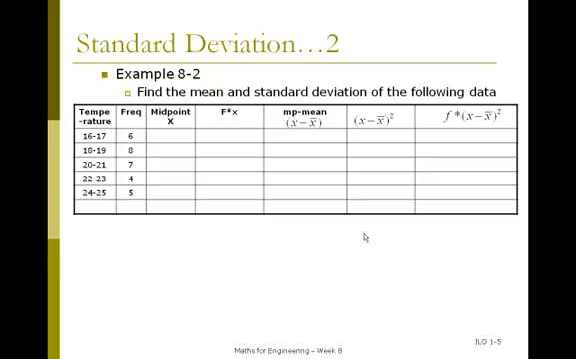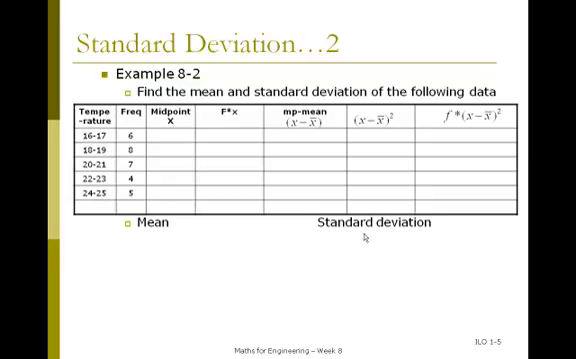So we have temperature ranges between 16 and 17, 18 and 19, 20 and 21, 22 and 23, and 24 and 25. And the frequencies for those are 6, 8, 7, 4, and 5. So within this question, I want you to calculate the mean and the standard deviation.